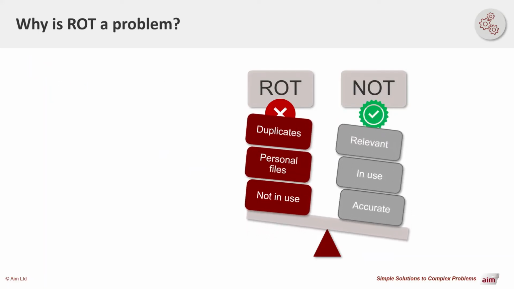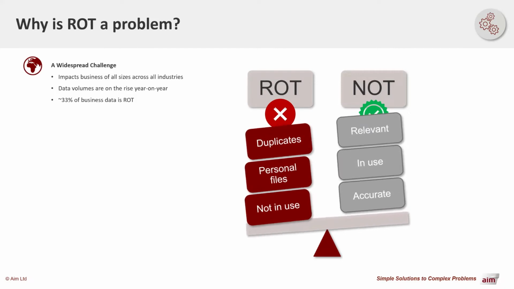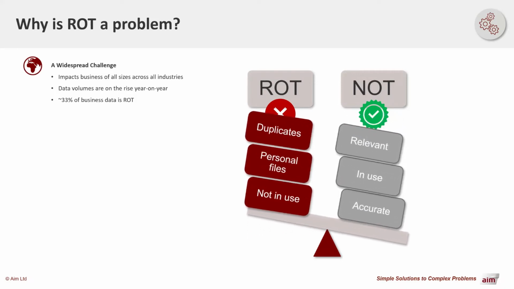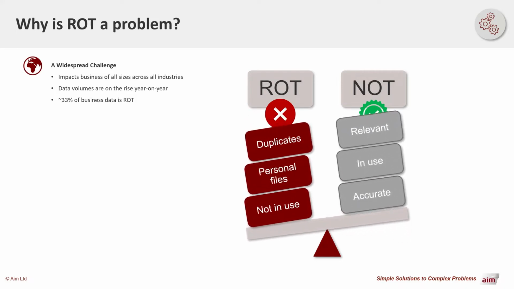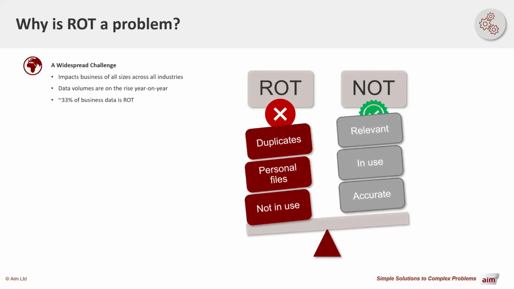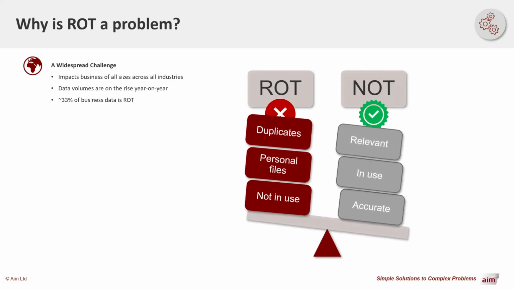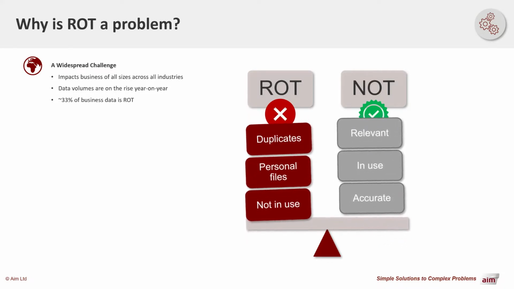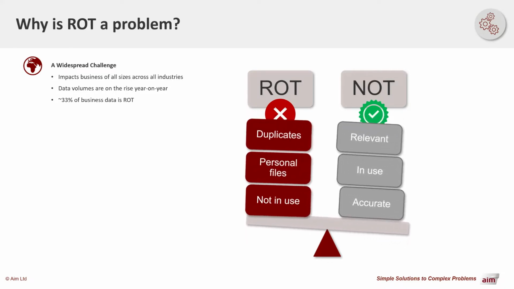But why is ROT a problem? Well, firstly, it's a problem which isn't going away and is actually increasing in size. Data volumes within businesses are growing, sometimes exponentially year on year, and some estimates put the ROT issue as affecting around 1/3 of business data.